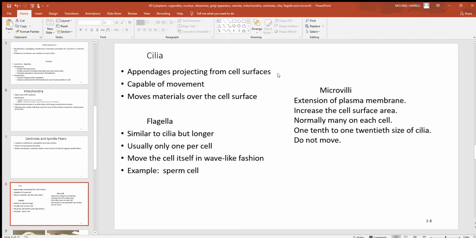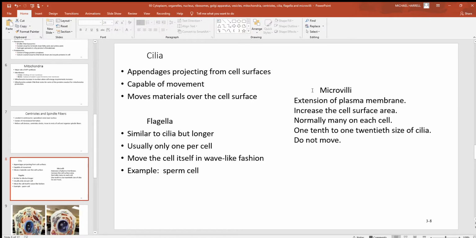Here are also some external structures you might see on the outside of a cell. Now, the smallest of them all is the microvilli. These are very tiny. You might see thousands of these on the surface of a cell if it has them.